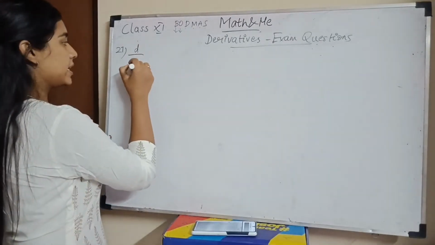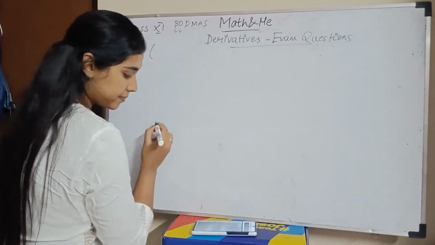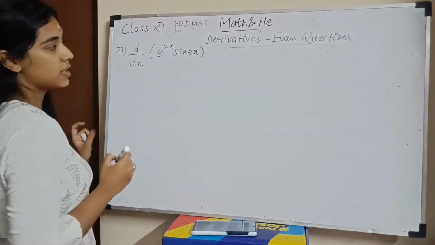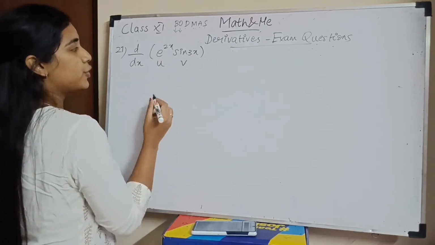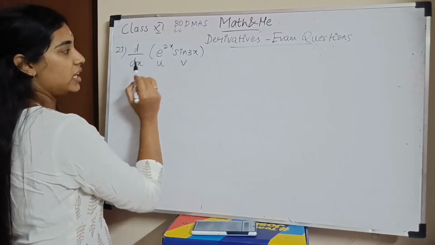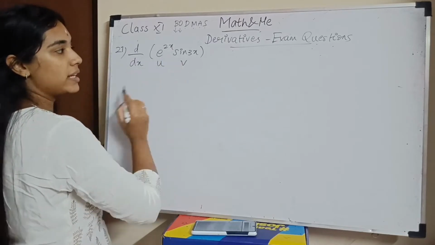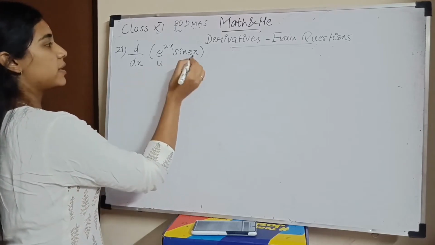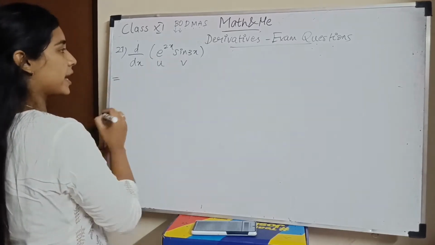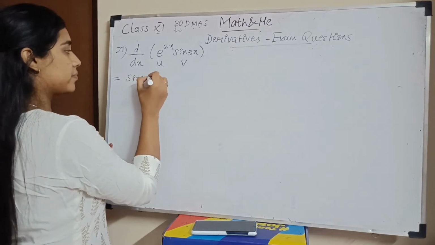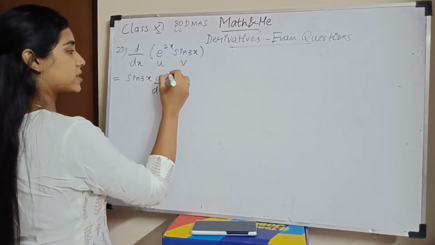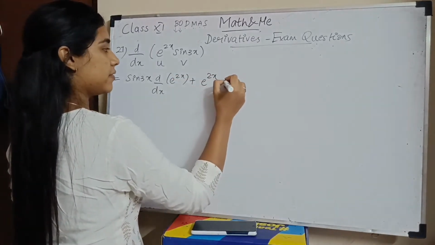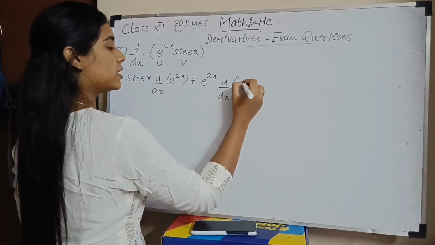Next question. d by dx of e to the 2x sin 3x. So how many functions do you have here? You have e to the x, you have sin, you have 2x, you have 3x. So you have 4 different functions. Okay, so first we'll do the multiplication. v u dash plus u v dash. So it's d by dx of e to the 2x, plus u v dash, it's d by dx of sin 3x.